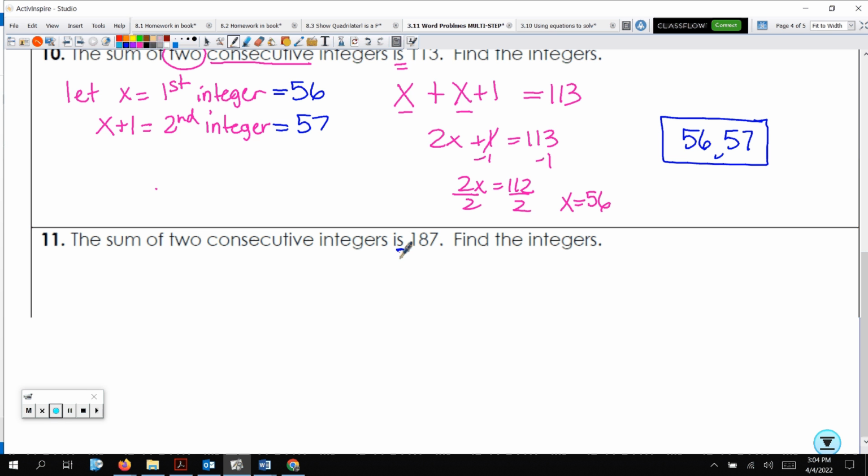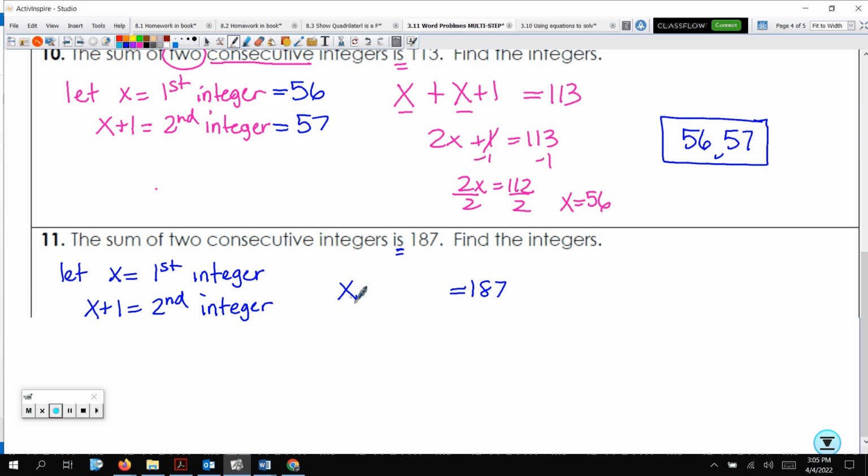All right, let's let x equal the first integer. The second integer is going to be x plus 1. All right, now we know the sum means we're adding them together, is 187. So x plus x plus 1 is 187. Combine like terms. x plus x is 2x plus 1 equals 187.